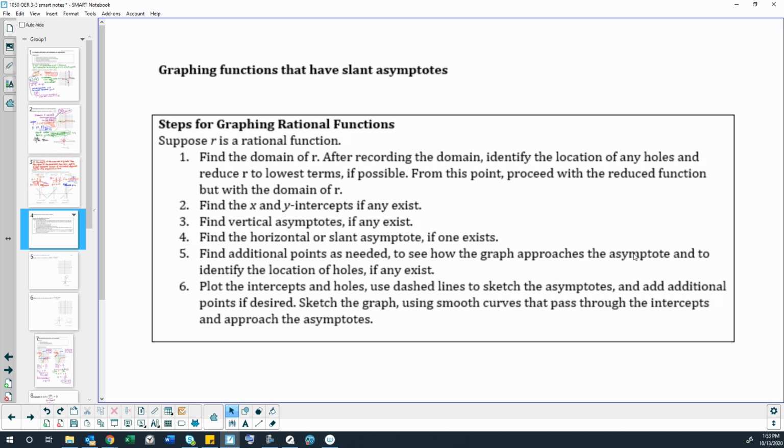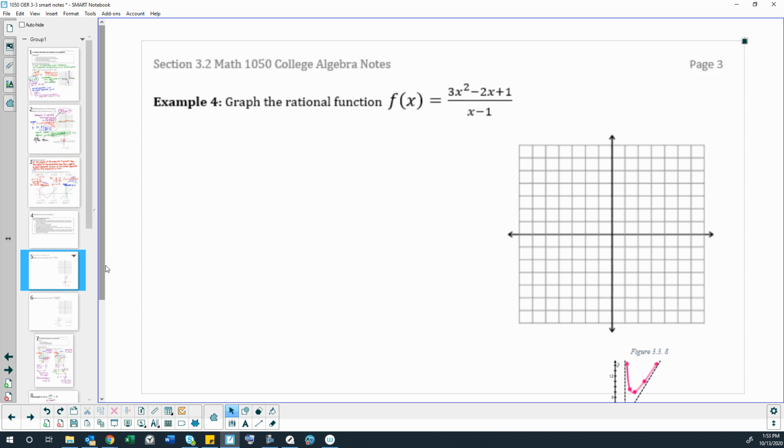additional points, find how the graph approaches the asymptote, and identify the location of holes, plot intercepts and holes, sketch everything. Kind of the same steps we've been doing in every section. We're just adding the slant asymptote and holes to the problem. Okay, here we go. Let's start by factoring.